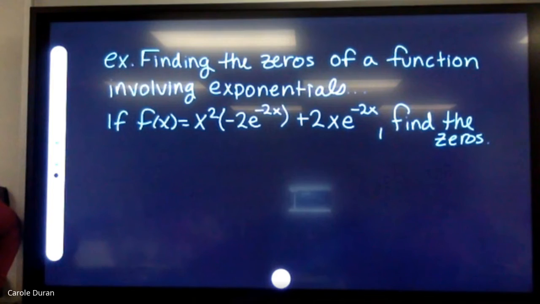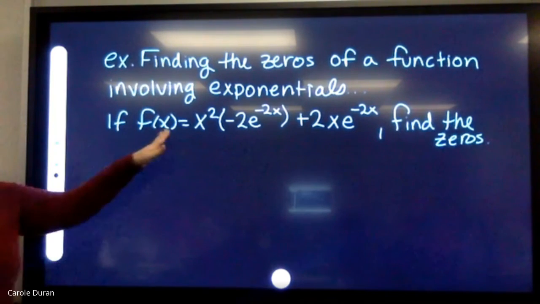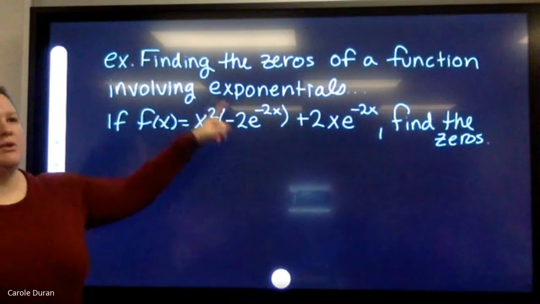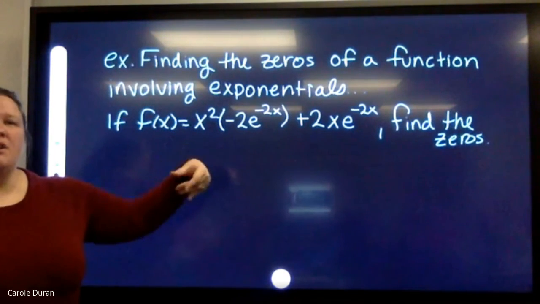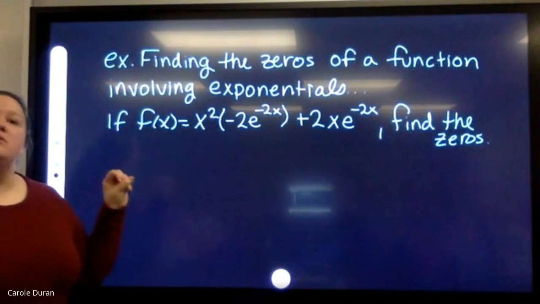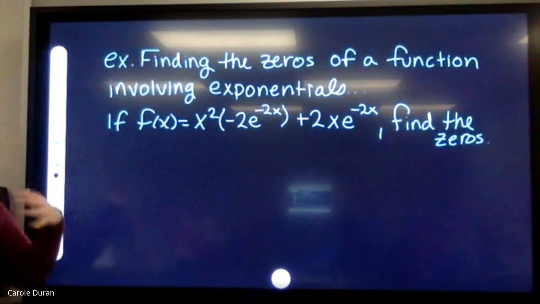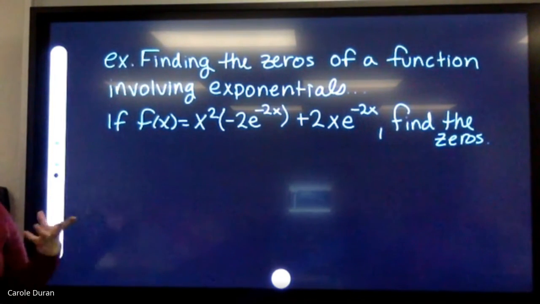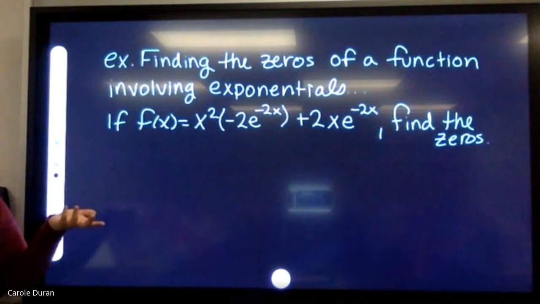I know this looks extremely scary. It's just like every other problem that we've done. So the first thing I need to do is put everything together, so I need to multiply this x squared in. Then I'm gonna look for a common factor that I can pull out. And then once it's factored, I'm gonna set all my factors equal to 0 and find the zeros, right? That's just how it works.